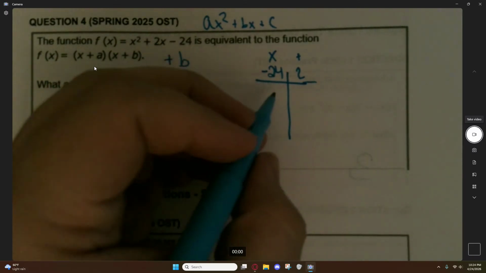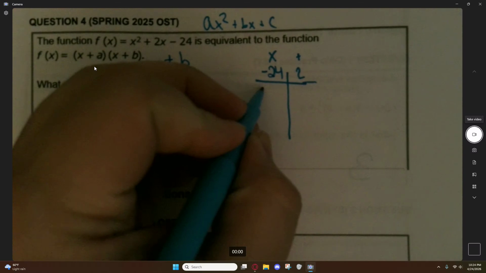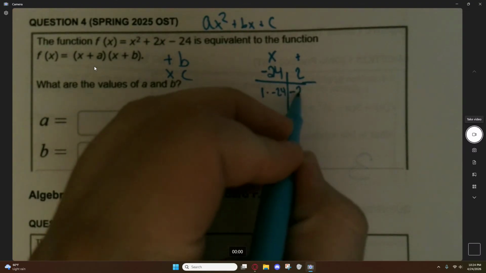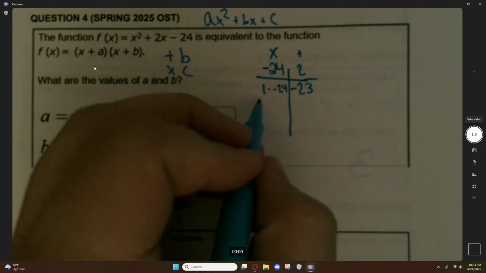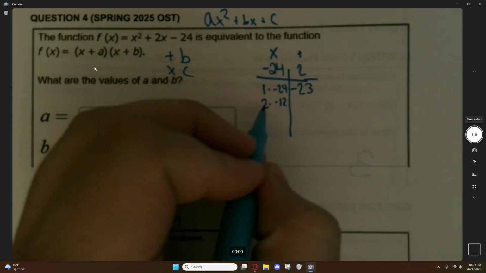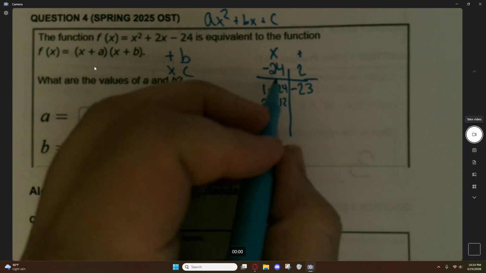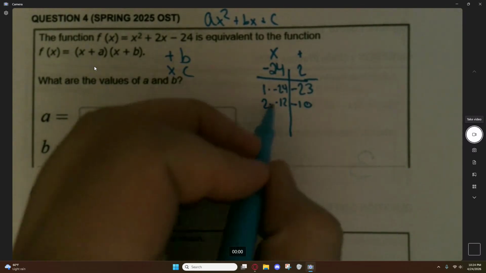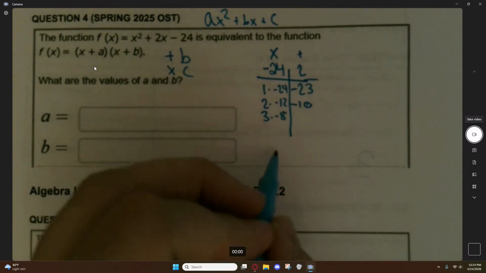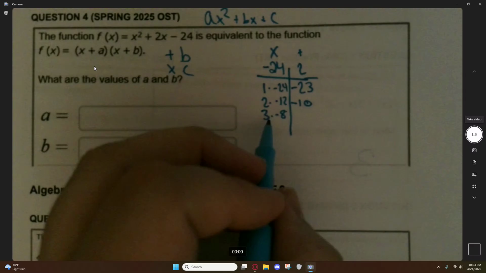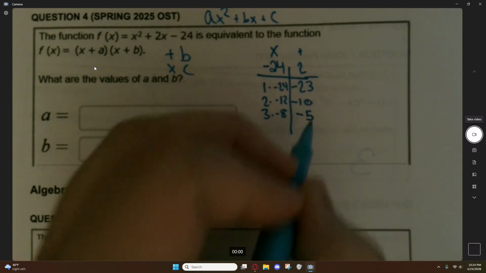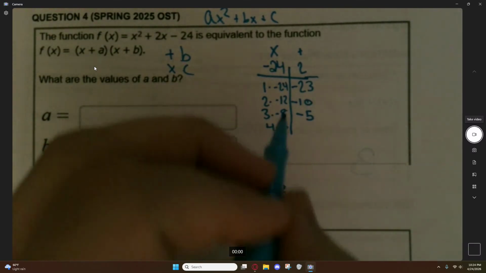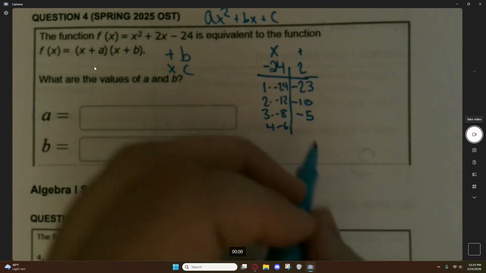Okay, what are our factors? Well, our factors of 24 are: we have 1 times negative 24, that would make negative 23. That doesn't help. We have 2 times negative 12. 2 times negative 12 is negative 24, but 2 plus negative 12 would be negative 10. Doesn't help. 3 times negative 8 is negative 24. 3 minus 8, however, is negative 5. 4 times negative 6 is negative 24. 4 minus 6 is negative 2.